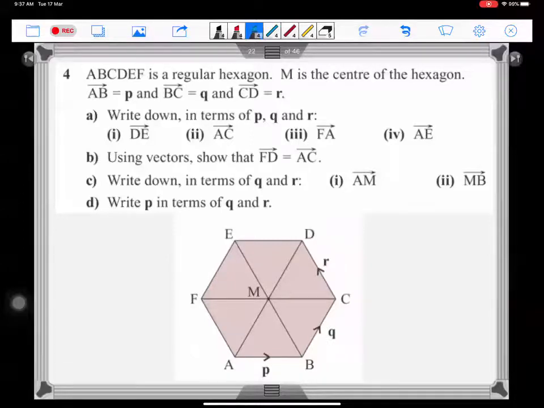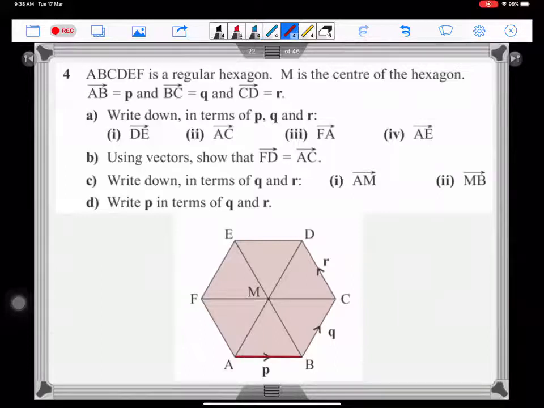Now it says A, B, C, D, E, F is a regular hexagon. M is the center of the hexagon. AB is equal to P. I can see this AB is P.